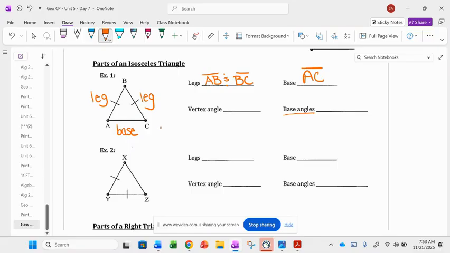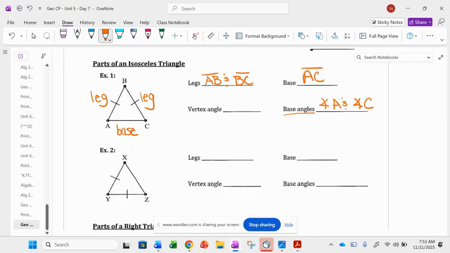AC. It's not always the bottom, but in this scenario it is. So this side is AC. It's the side that's not congruent. And since AC is the base, the two angles that are on the base are called the base angles. So angle A and angle C are the base angles because those are the angles that are on the base.